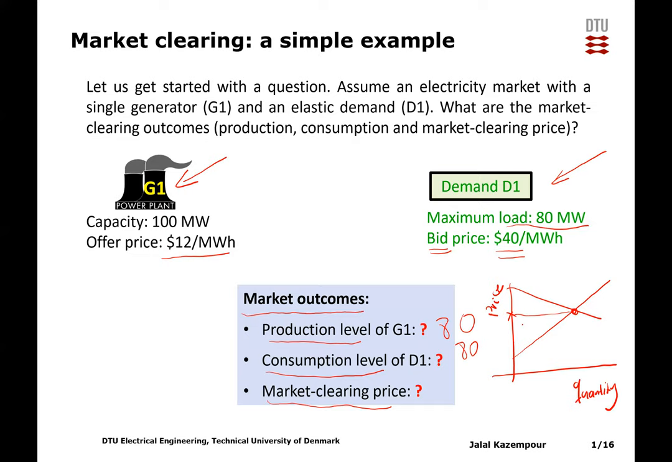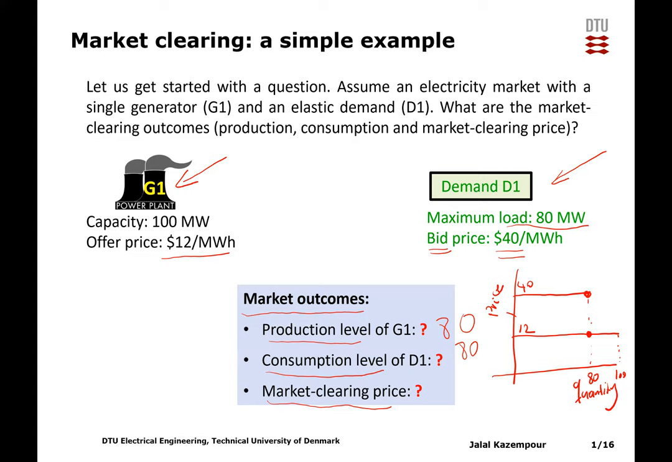But here the problem is that there is no intersection, because here it looks like this. The demand is going for 80 megawatt at price 40, while the generation curve is something like this, up to 100, and the offer price is 12. So yes, it's clear that we are clearing at 80 megawatt, but it's not very clear what the price will be. You agree, right?